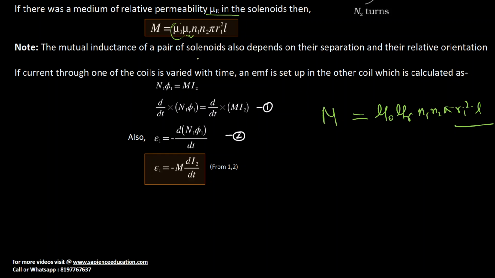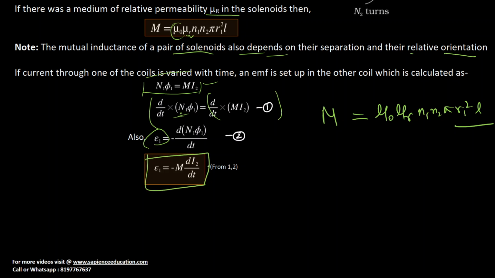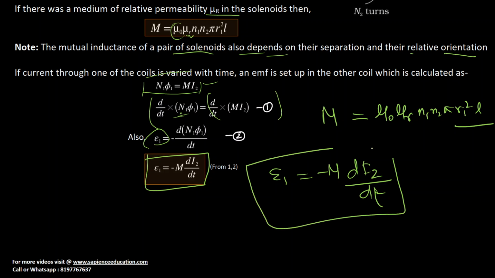Okay. The mutual inductance of a pair of solenoids also depends upon the separation and the relative orientation. So from here we can also get N1 phi 1 equal to M12 I2. Finally we differentiate it, so we will get the EMF, because this is the definition of EMF. So the EMF produced in coil 1, E1, is equal to minus mutual inductance into dI, the change in current passed in coil 2, divided by dt. So this is a very important formula.